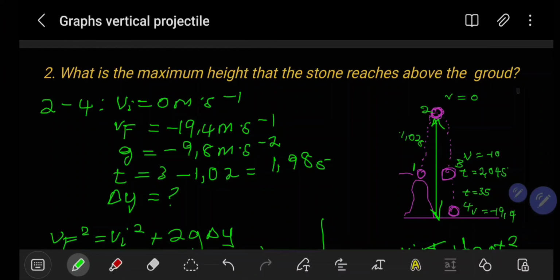meters, just like that. Or you can opt for option number 3, whereby you can start by calculating the displacement from point 1 to point 2. If you calculate the displacement from point 1 to point 2, and then later you calculate the displacement from point 3 to point 4, then we'll get the same answer.